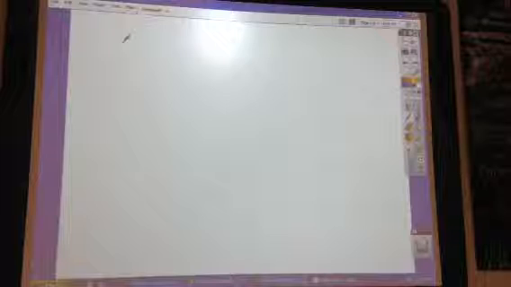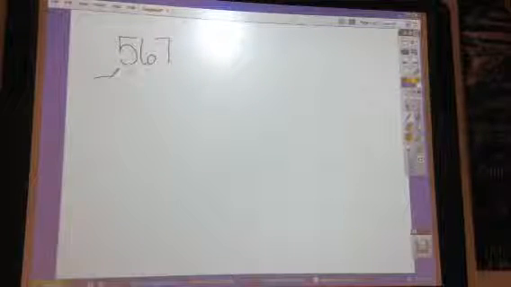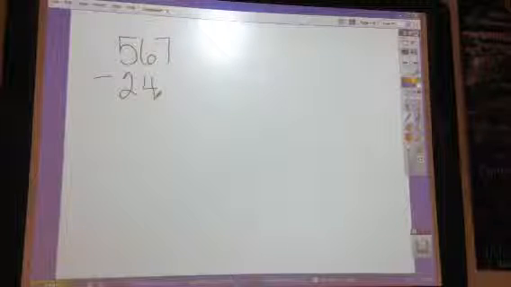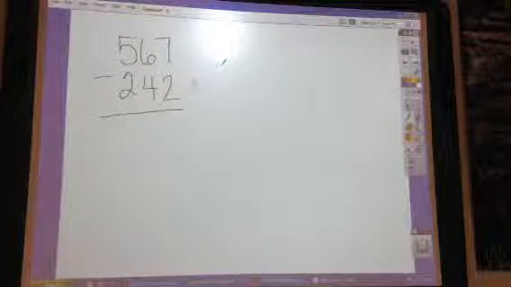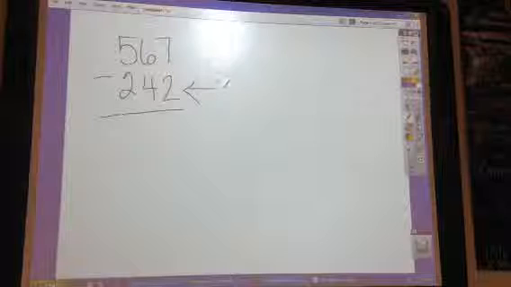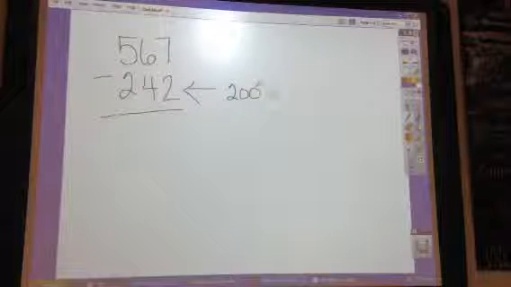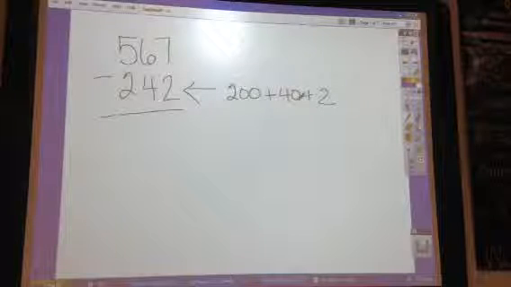Subtraction using expanded form. And the reason why we sometimes use expanded form with subtraction is it just makes it a little bit more digestible for some students who struggle. So here's how this works. If we have 567 minus 242, we're going to break the bottom number into expanded form and then subtract each piece, the 200, the 40, and the 2, from 567.